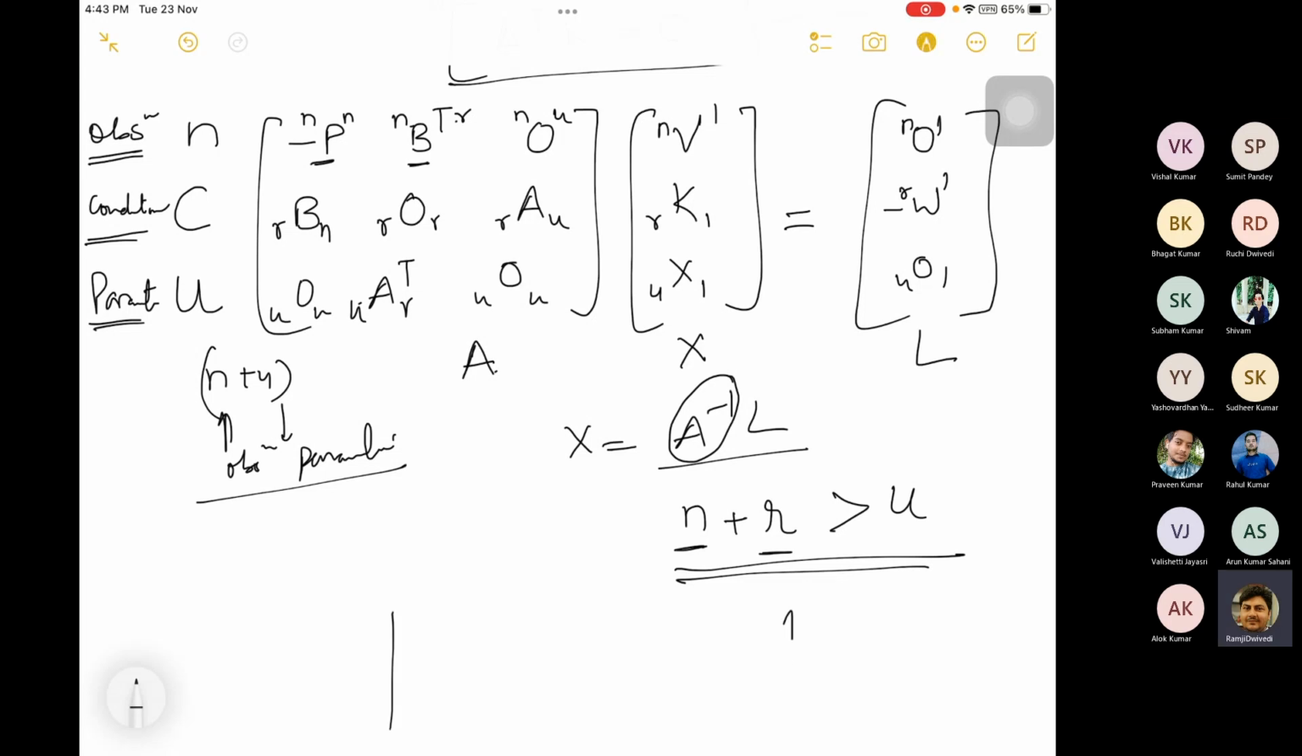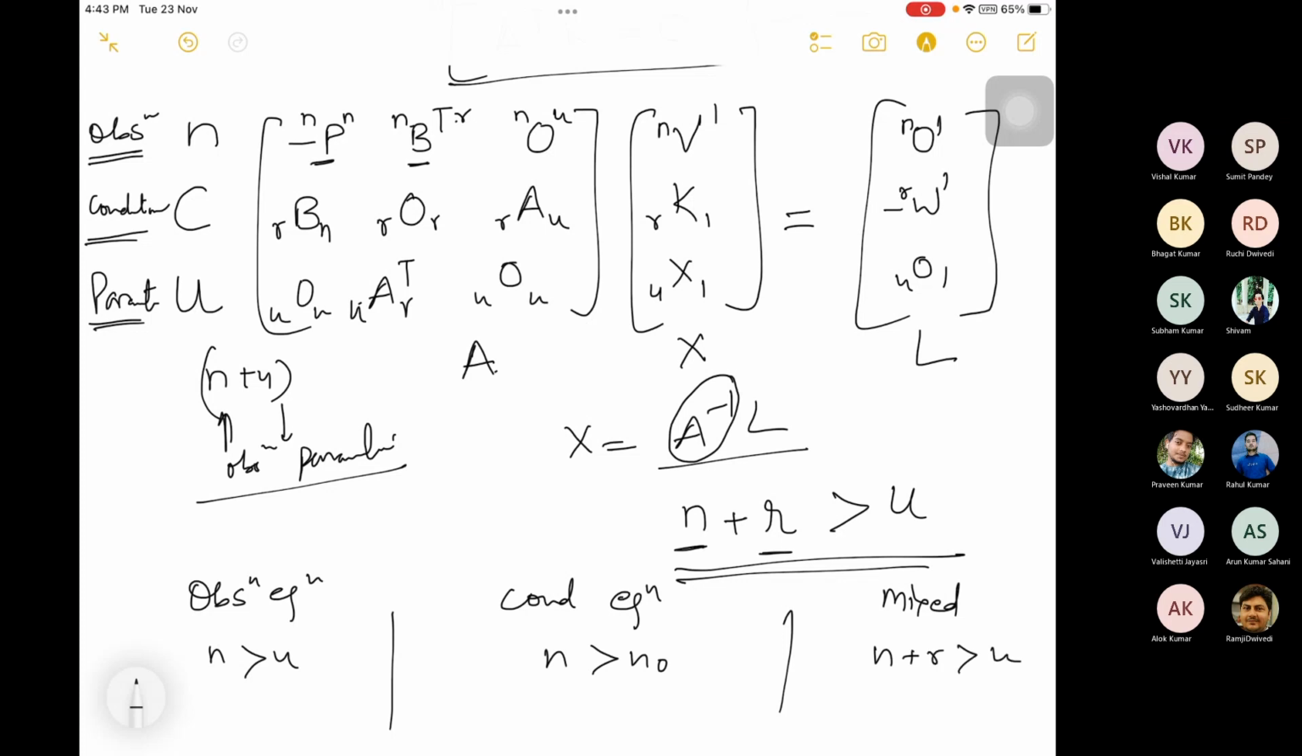So if I differentiate the three equations, observation equation method, condition equation method, and mixed model, here it is n cross u, and here n should be larger than u, then only you get a solution. Here, since there is no u, n should be greater than n naught. That means the number of observations required to define the problem. And here, n plus r should be greater than u.